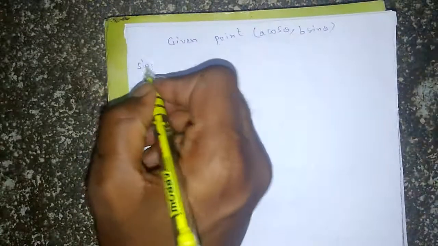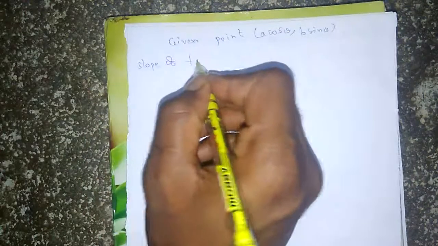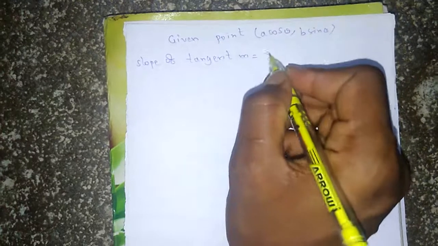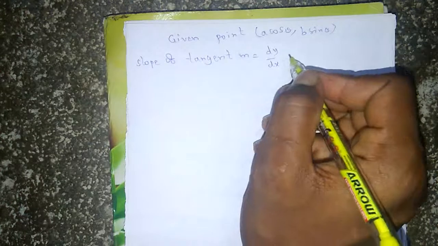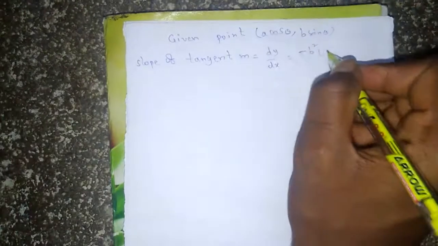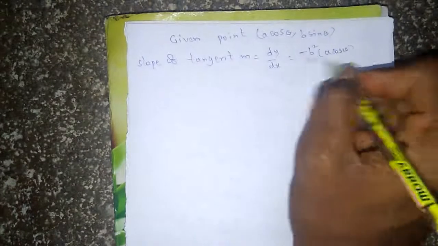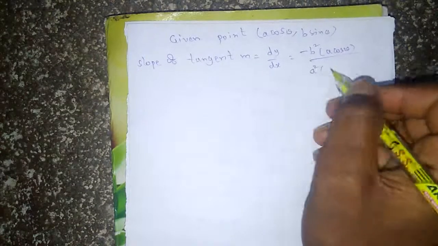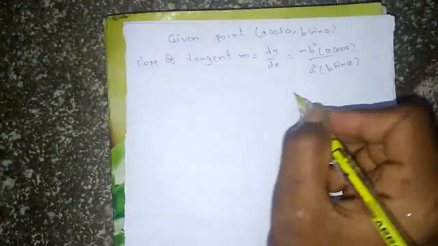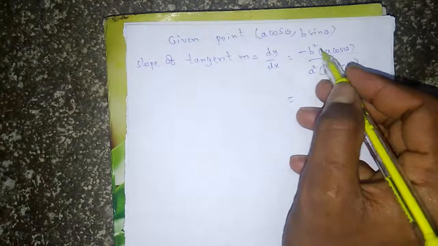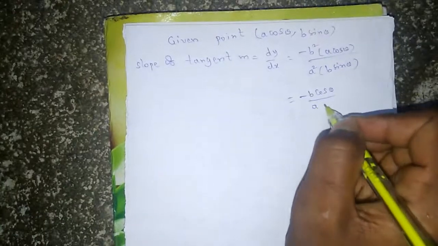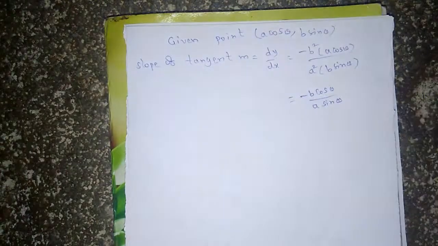Now the slope of the tangent is m is equal to dy by dx at the given point. So substitute minus b square x, here x is a cos theta, by a square y, y is b sin theta. Here a gets cancelled, b gets cancelled. That is minus b cos theta by a sin theta. This is the slope of the tangent.